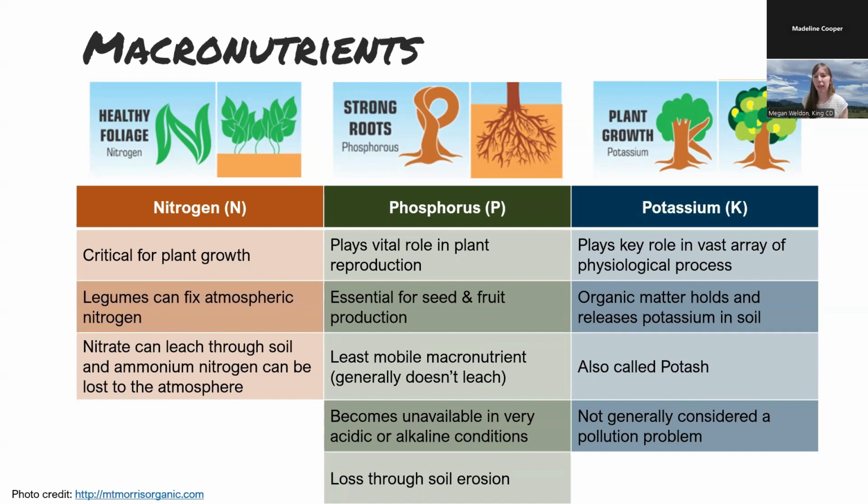And then we have potassium, which is kind of a general overall important nutrient for a vast array of physiological processes in plants. Organic matter holds and releases potassium in the soil. It's also called potash, and not generally considered a pollution problem the way phosphorus and nitrogen are.